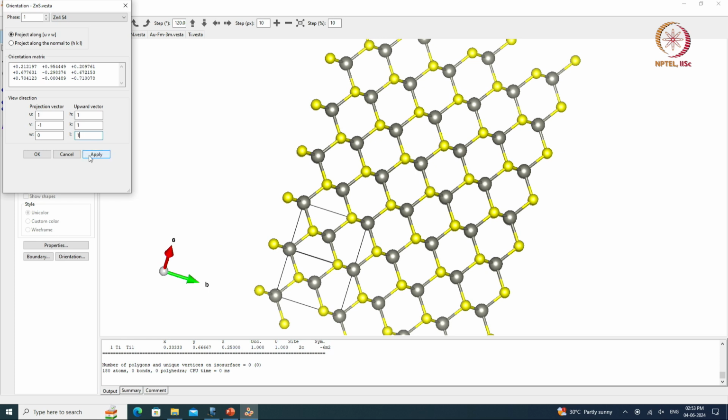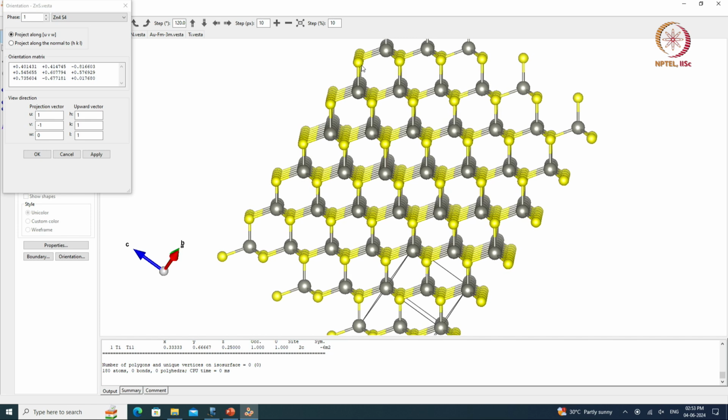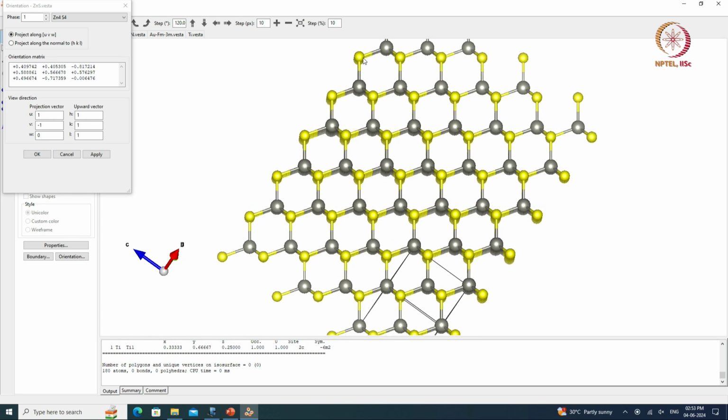So all these are equivalent directions, and if I apply this, I see now the tetrahedron, this particular unit, right. So this yellow atom here, I don't know if you are able to see my cursor, but try to follow my cursor, right. This yellow atom here, this yellow atom here, this yellow atom here, and there is one yellow atom behind that I am not able to see. So all these 4 yellow atoms form a tetrahedron.